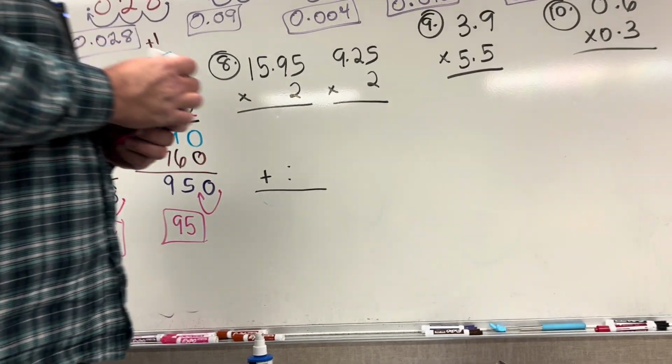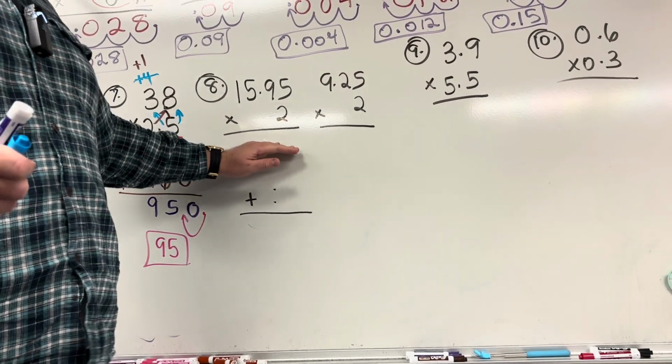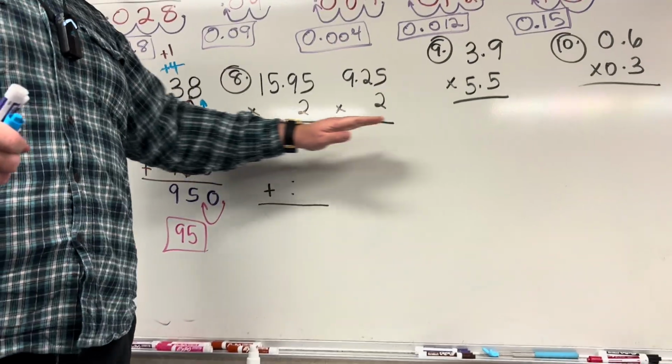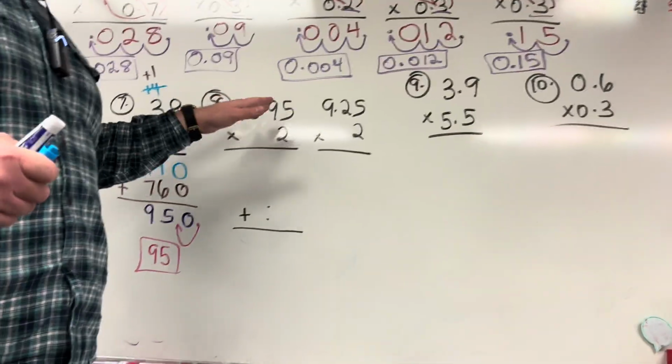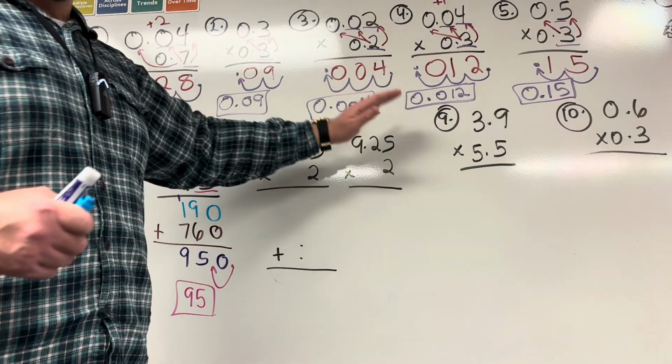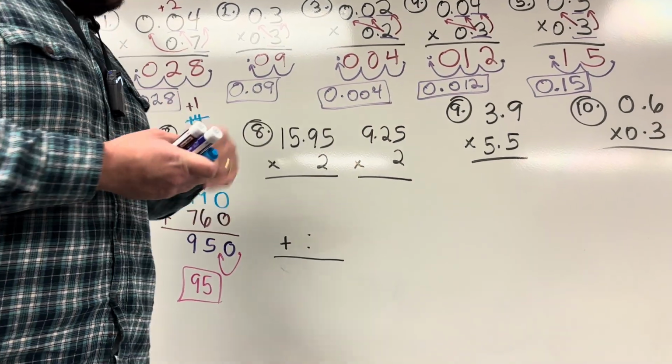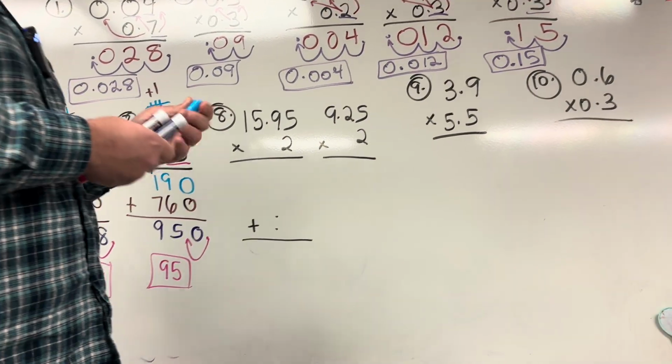Number 8, you have to find the cost of 2 adults, the cost of 2 children. So I'm multiplying it by 2. You could also add it, 15.95 plus 15.95, or 9.25 plus 9.25. I'm going to multiply because I like multiplying better.